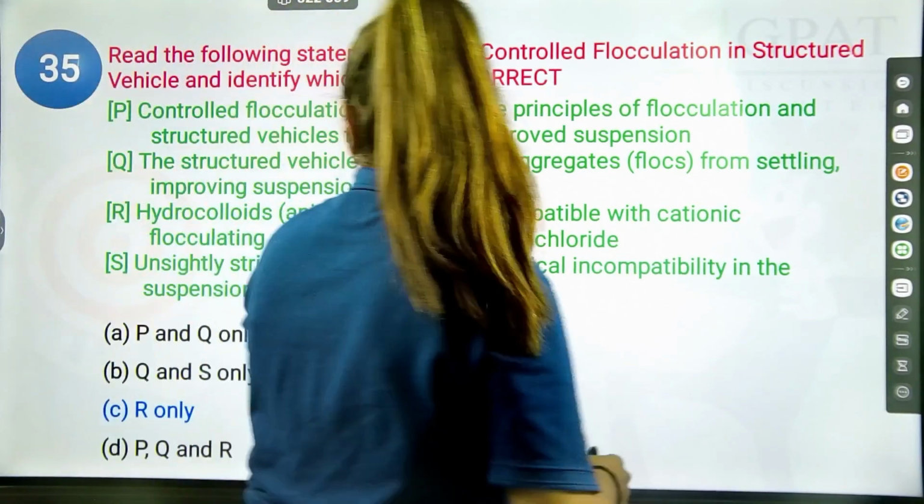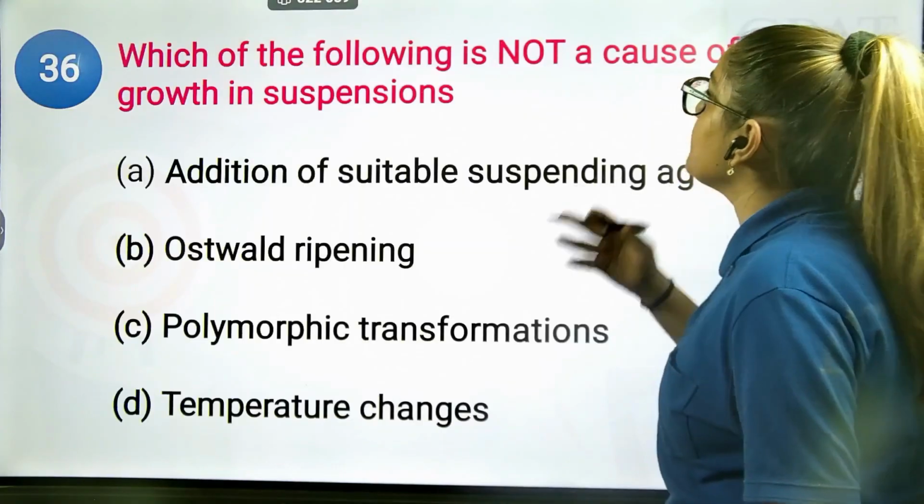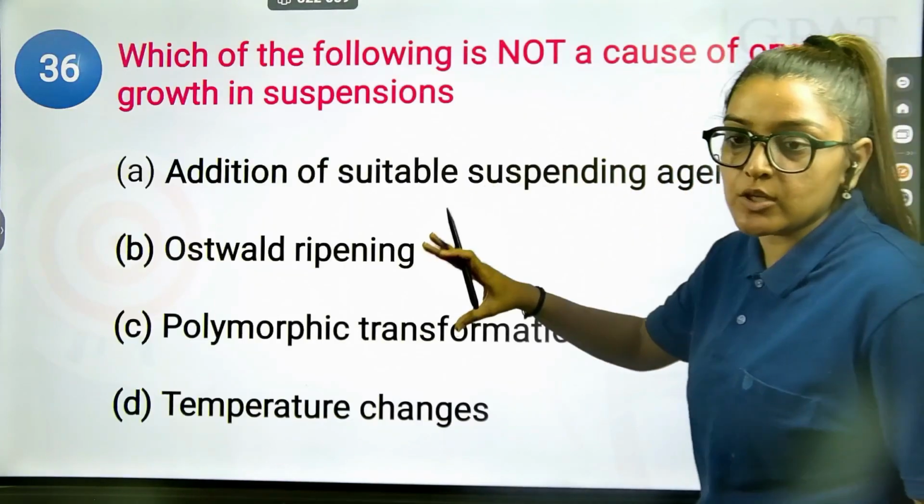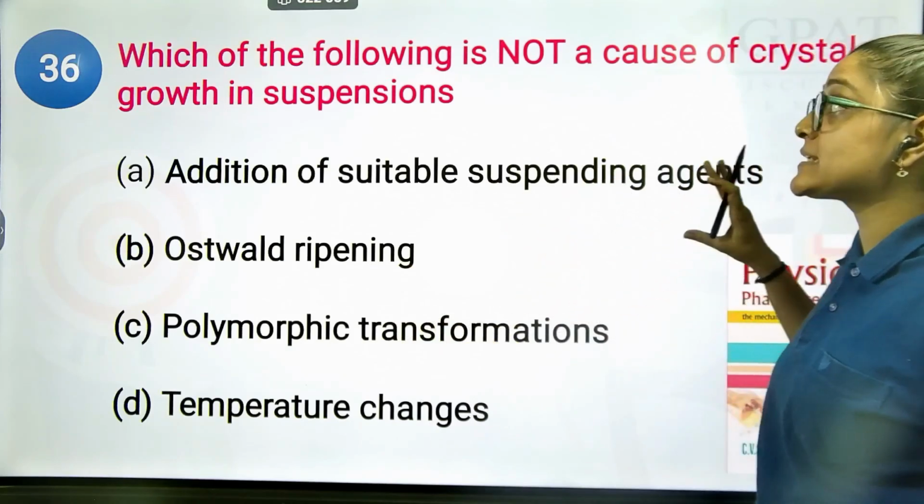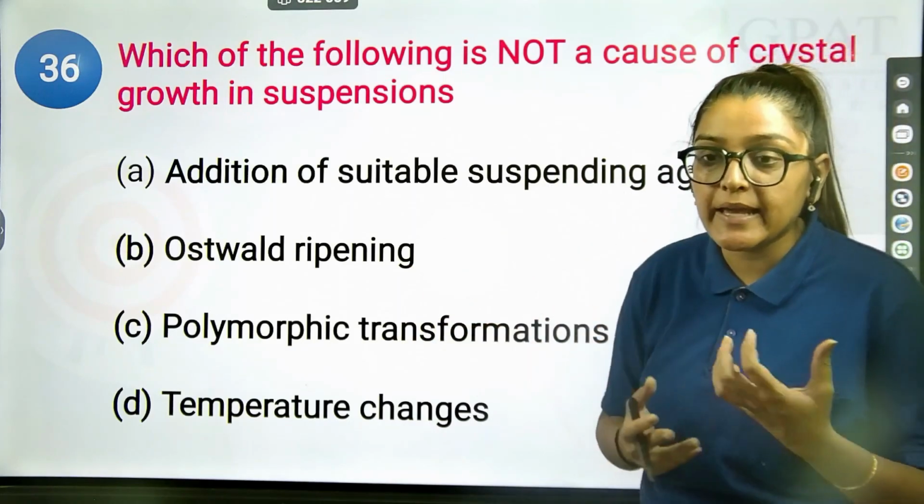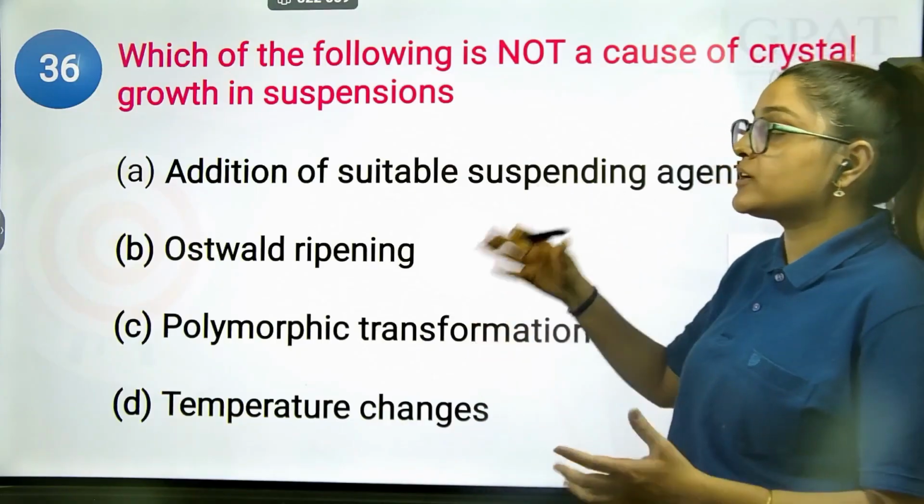Yes. So moving on to our next question. Which of the following is not a cause of the crystal growth in the suspensions? Option A, addition of a suitable suspending agent. So if the suspending agent would be added, then there would be no crystal growth, right? So option 1 is directly correct.